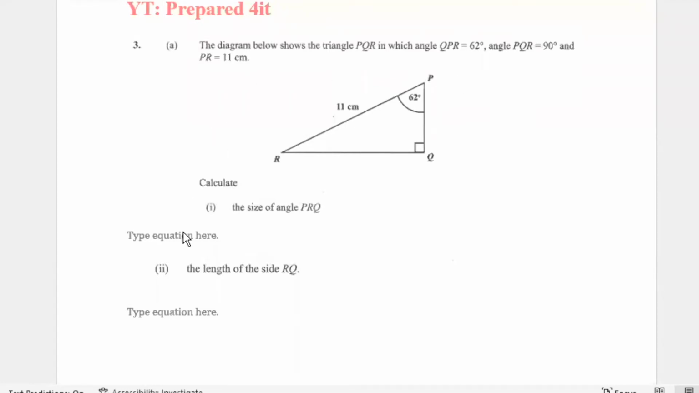This is a really easy calculation, if I might say. Can anyone tell me what angle PRQ is without me stating it? Angle PRQ, very good, Taki, is 28 degrees. Did they say state the reason? No, they did not. But what is the reason? I'm waiting for someone to tell me the reason.